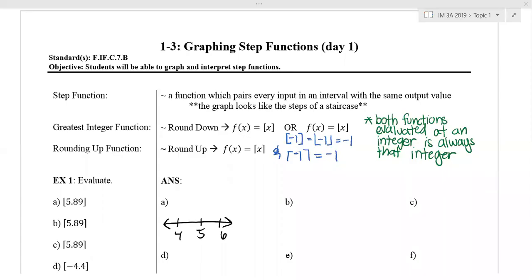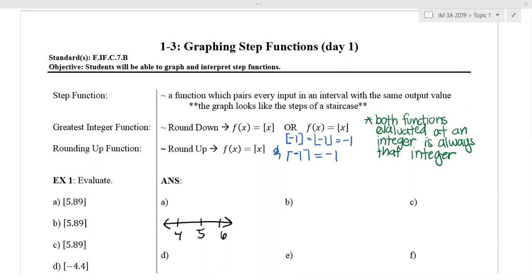Today we're discussing section 1-3, day 1, graphing step functions. A step function is a function which pairs every input on an interval with the same output value. So the graph looks like the steps of a staircase, which means we're going to have horizontal lines increasing over time, or over our x values. And we're going to look at two different functions that create a step function.